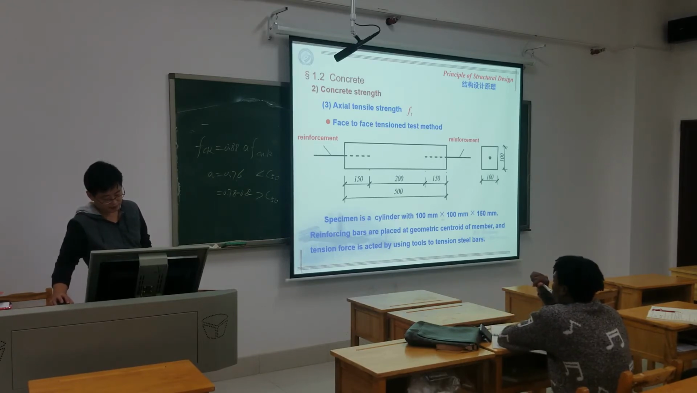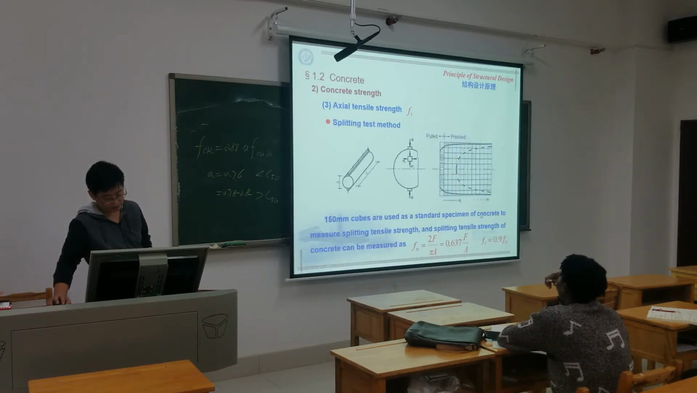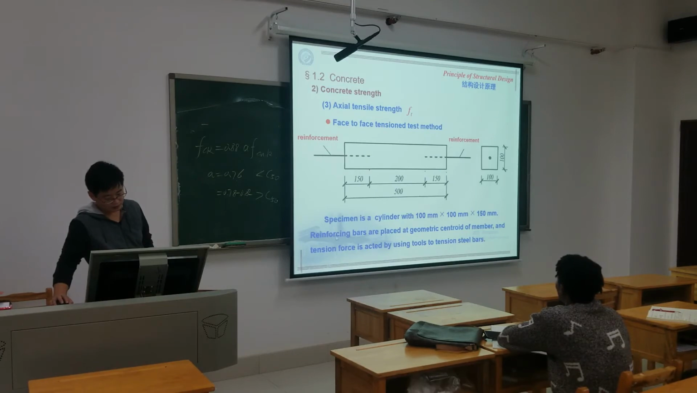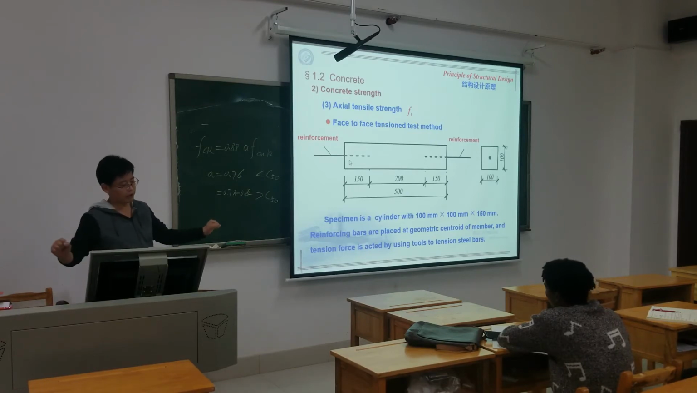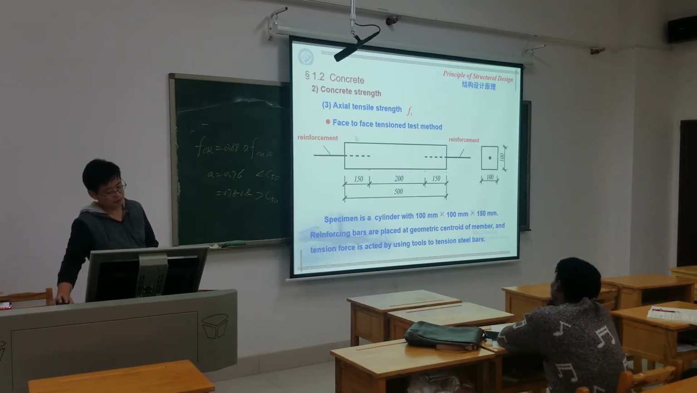The specimen dimension is like this. The section is 100. I think this one is not 100. It's 5. We stabilize the two ends and use a machine to tension it, to pull it. When the steel bar or this part of the concrete breaks, then you can get the tensile strength value.